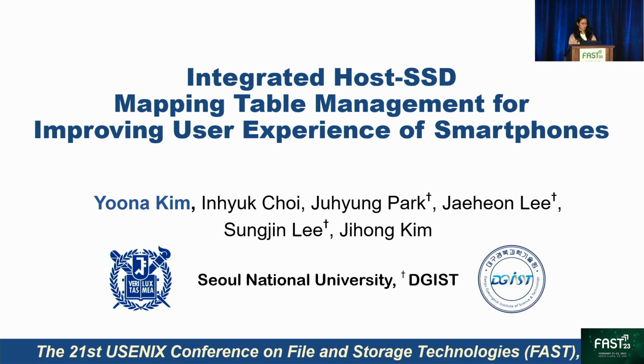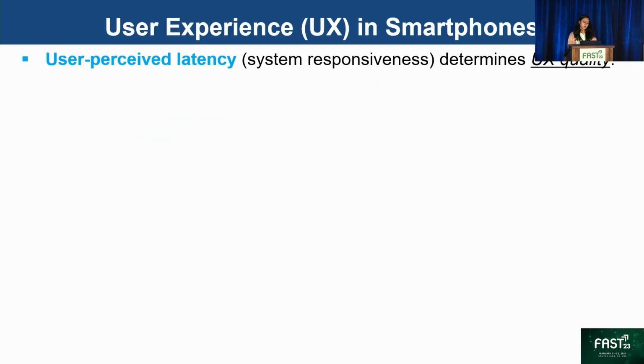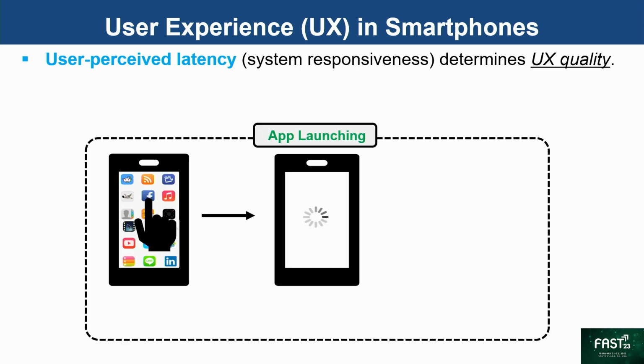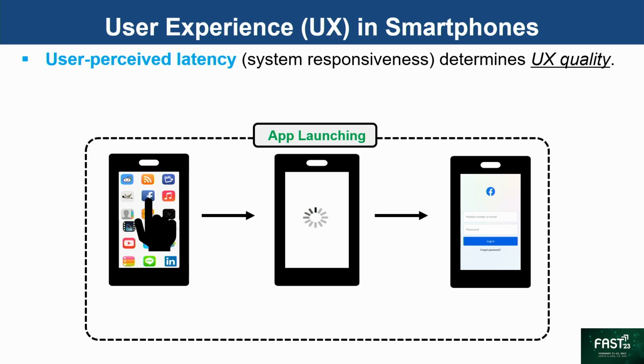I'm here to give a presentation of our paper entitled Integrated Host-SSD Mapping Table Management for Improving User Experience of Smartphones. So in smartphones, providing a high-quality user experience, UX in short, is known as the most important performance metric. To provide a high-quality UX, it is essential for the system to promptly react to a user input without a noticeable delay. For example, when a smartphone user launches an app, the system goes through multiple processes to get ready what a user requested. We call this time taken the user-perceived latency. Every millisecond difference in the user-perceived latency has a high impact on deciding the UX quality.